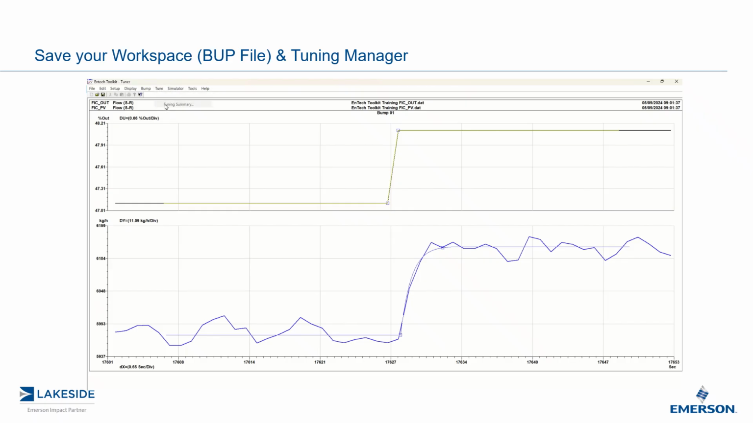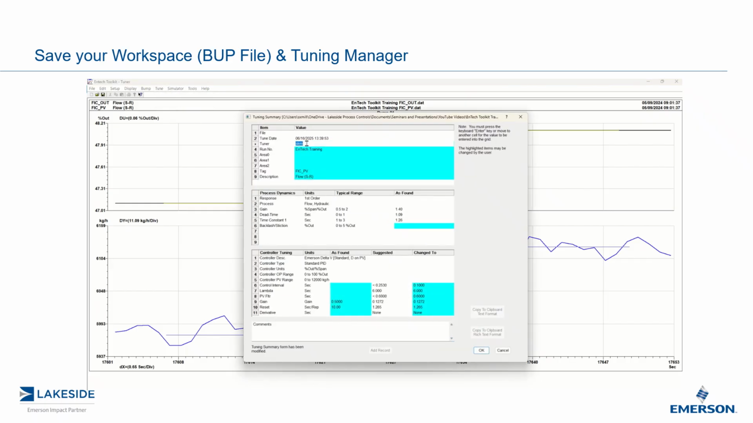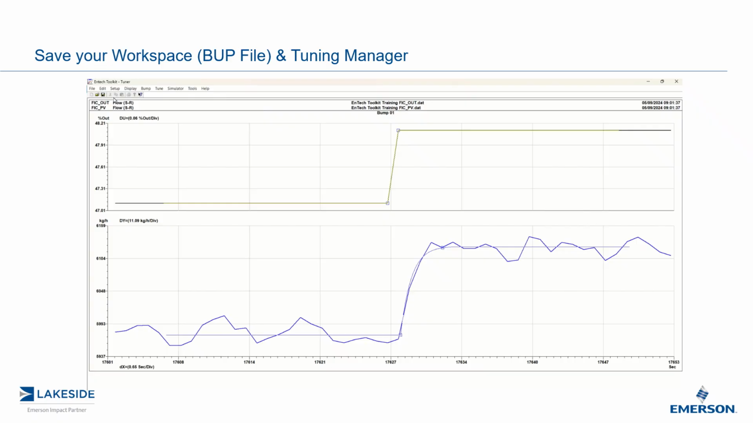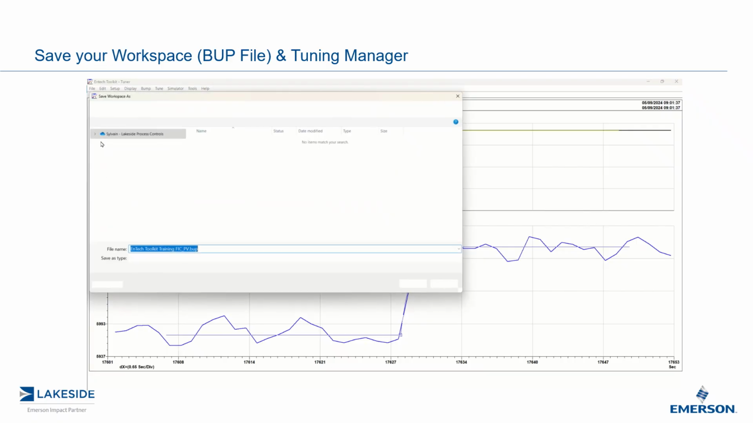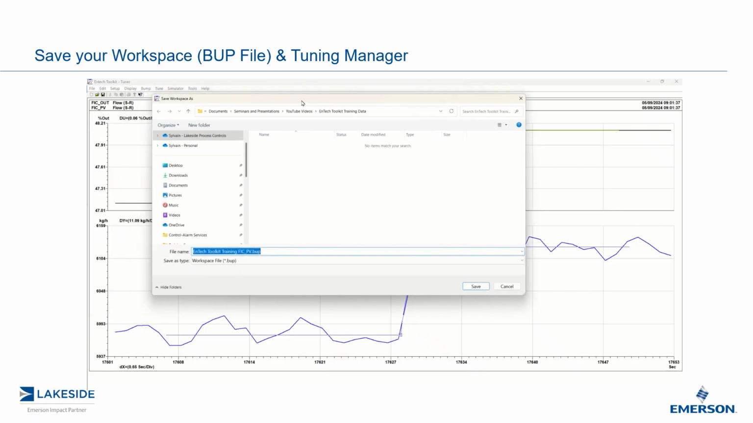Next, we're going to go to tuning summary. So you can enter your initials, your name there, and then run number. Then, most important, you can enter the as found tuning, so you make sure what it was before. Next, we're going to save a workspace. All that information will be saved in a workspace, and again, it's going to be saved in the folder you selected. And it saves it as a BUP file.